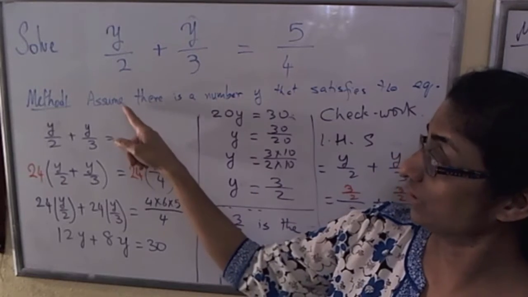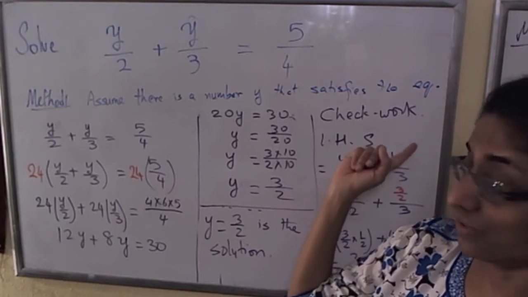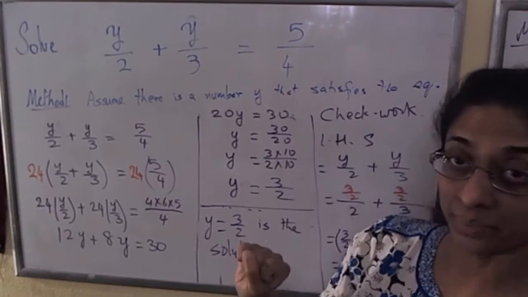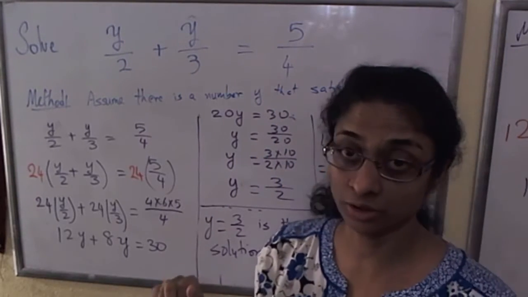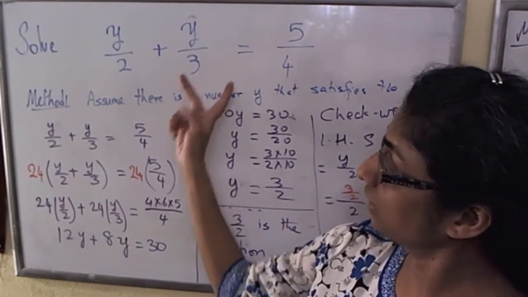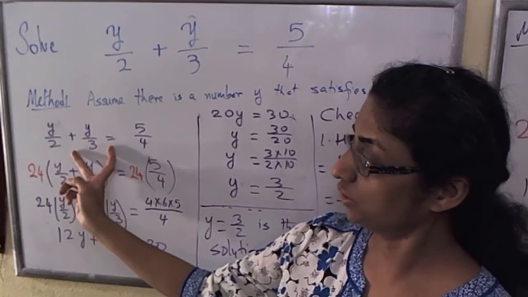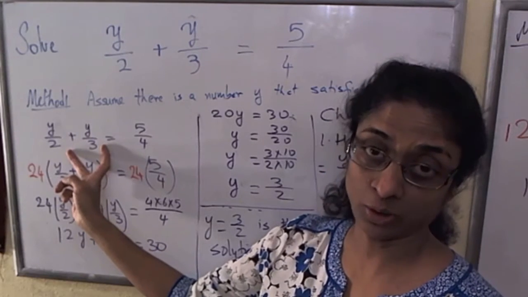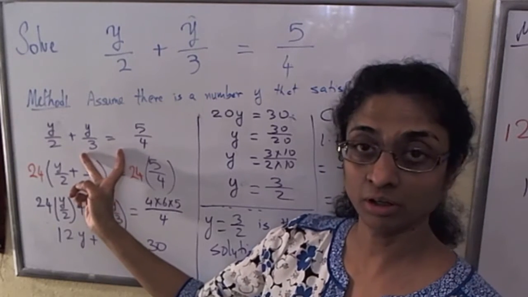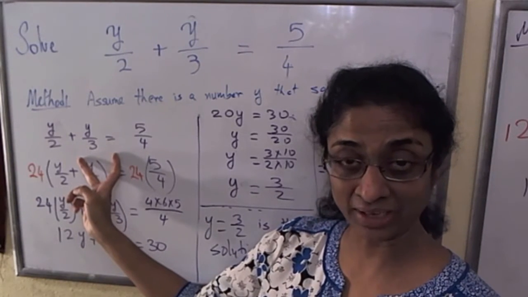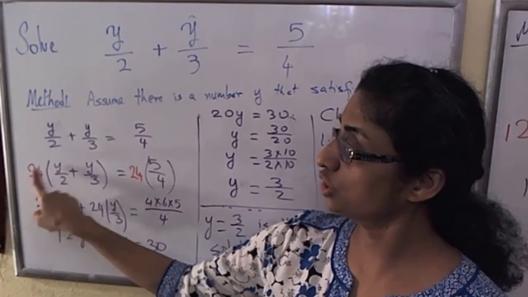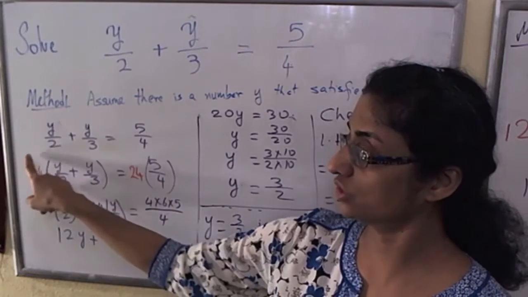So we start off with: assume there's a number y that satisfies the equation. So y is a number, this is a number, and this is a number. And now we can do all the operations that we usually do with numbers. I'll rewrite the equation here, and today I'll show you two ways of solving this equation. Both ways are about clearing the fractions. They differ in the number I choose to multiply both sides by.